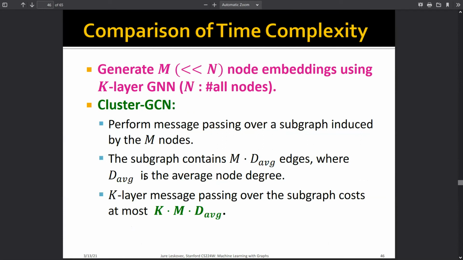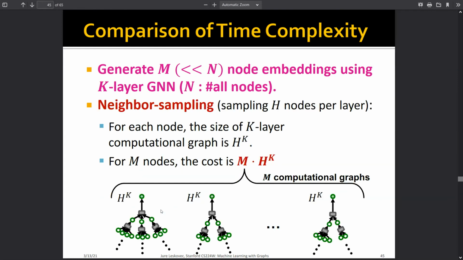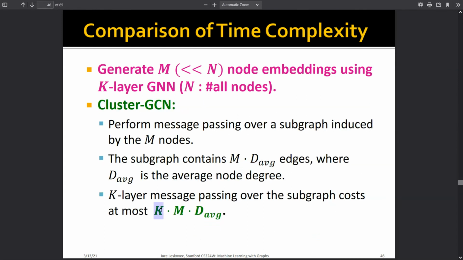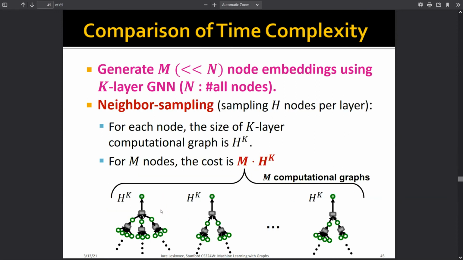I guess you'll have to think about how the calculation works. K-layer message passing over the subgraph costs at most K times M times D average, where D average is the average node degree, M is the total number of nodes, and K is the total number of layers. So this is the original, right? The first one, where he has the power of K. Essentially, for those initial embeddings you have M of these nodes, and if you do K layers, with H nodes per layer sampled, it's H to the power K.